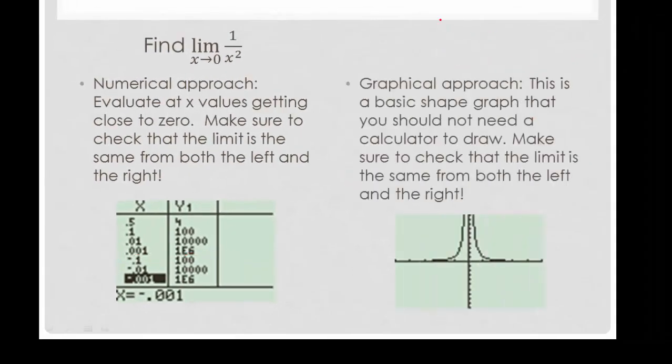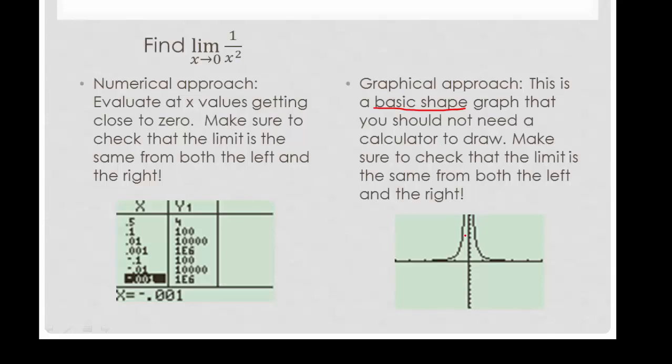But you can also do this graphically. The graphical approach is to look at the basic shape function. And what I mean by that, whenever you see basic shape, that means we expect you to be able to graph this without the use of your graphing calculator. So again, make sure you're using your technology appropriately. 1 over x squared is your smokestack graph. It should have a vertical asymptote at 0 and a horizontal asymptote at 0.